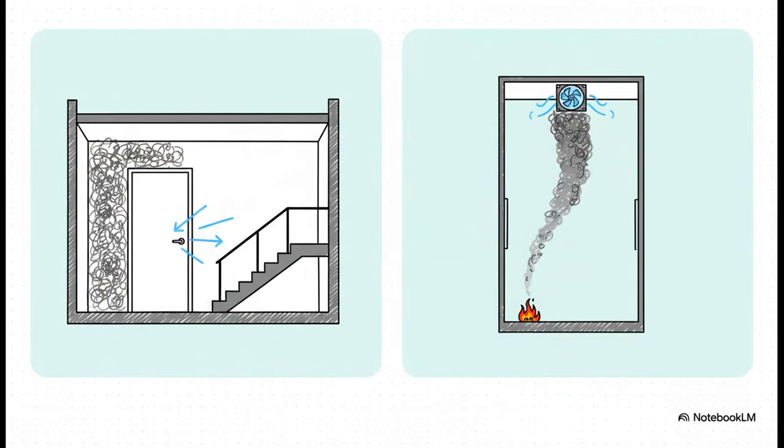Now, NFPA 92 basically gives us two main playbooks. The first is smoke containment. Think of this as defense. You're using pressure differences to keep smoke from getting into places you want to protect, like a stairwell. The second is smoke management. This is more like offense. It's for big open spaces like atriums where you can't contain the smoke, so you have to actively manage it, usually by exhausting it out of the building.